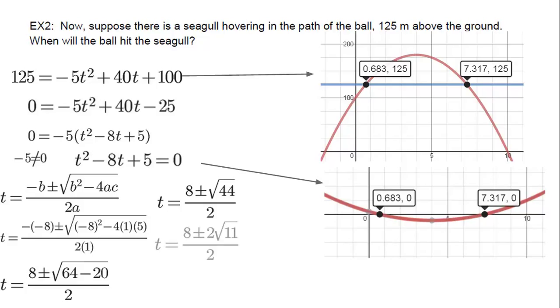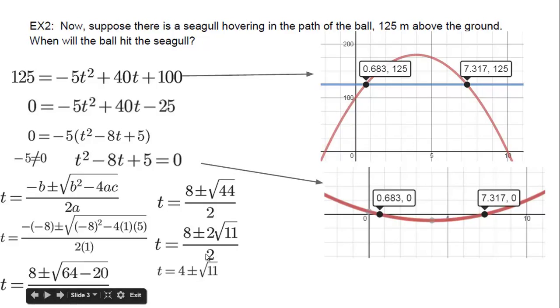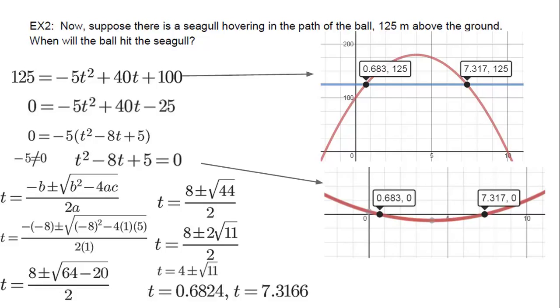Root of 44 can be broken down into 2 root 11. That's because it's the square root of 4 times the square root of 11. The 2's can come out. We end up getting everything divided by 2 on the top, and the 2 on the bottom. Gotta finish up. So we divide the top by 2 and the bottom by 2, and we get 4 plus minus root 11. And so that gives you 2 zeros at exactly what we saw.